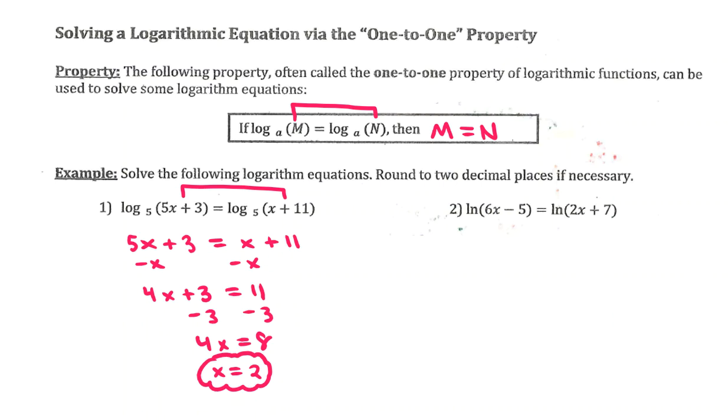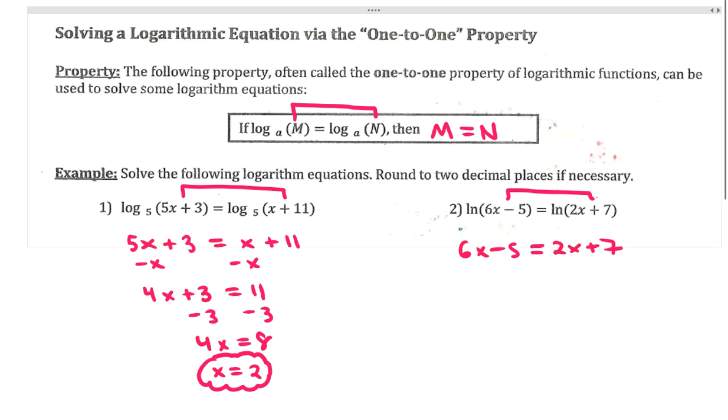For example 2, we have the natural log of 6x minus 5 equaling the natural log of 2x plus 7. Again, it's a log equal to a log. There's nothing in front of either log, and each log has the same base. Keep in mind that the natural log is a log with base e. So in the spirit of example 1, we'll make a separate equation just by setting the arguments equal to each other.